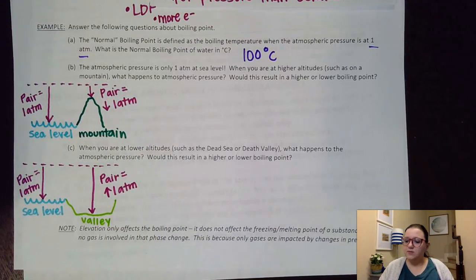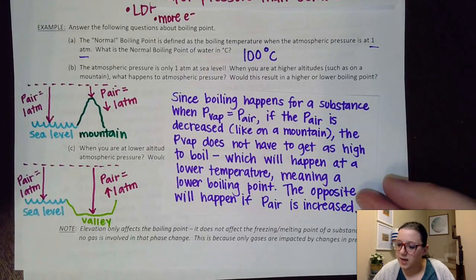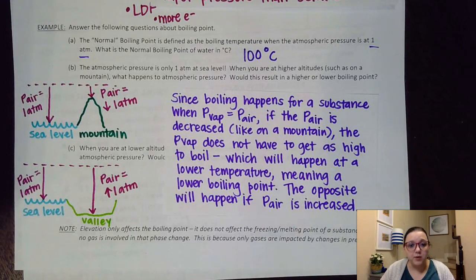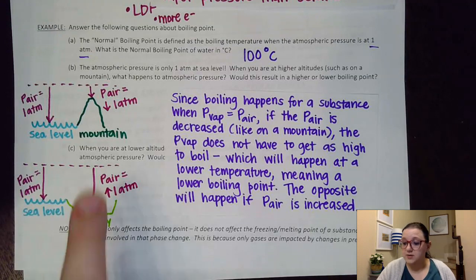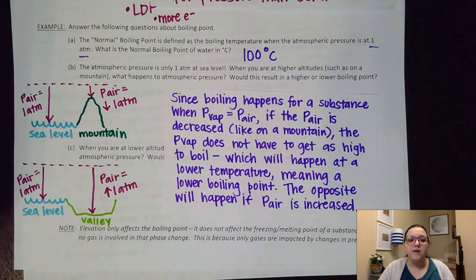And so with that said, I've put a justification here that you can use for both of these. It says, since boiling happens for a substance when the vapor pressure equals the air pressure, if the air pressure is decreased, like say on a mountain, the vapor pressure does not have to get as high to boil. So what that means is that you can end up boiling at lower temperatures on a mountain because you don't have to get as hot in order to get that gas to evaporate off. It'll evaporate off at a much lower temperature.